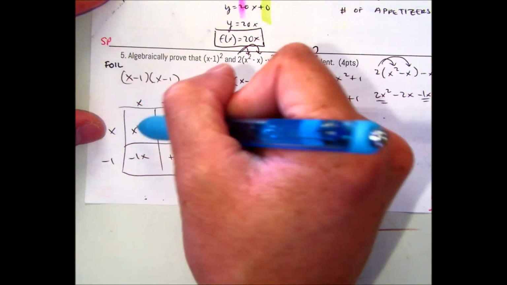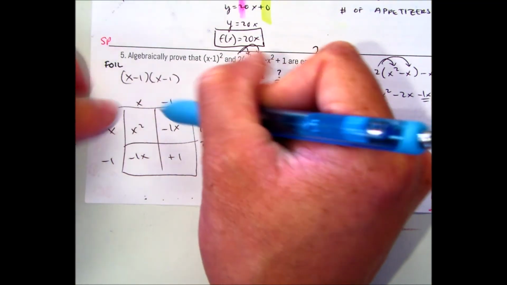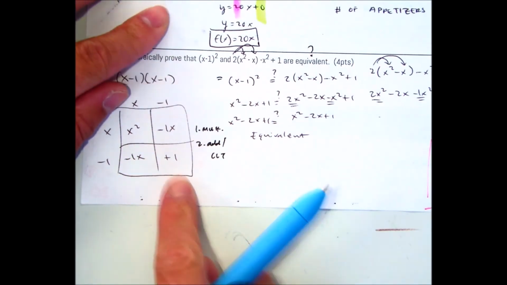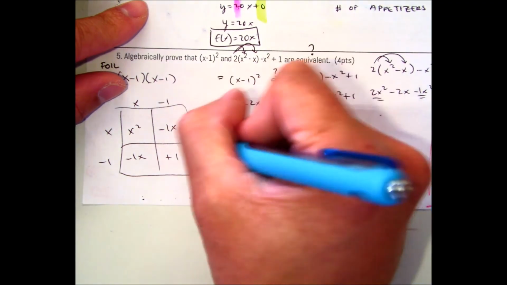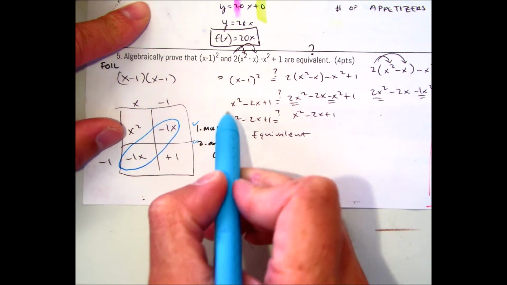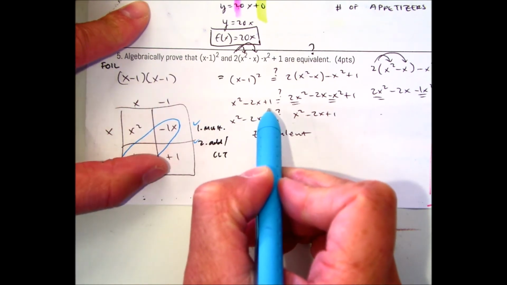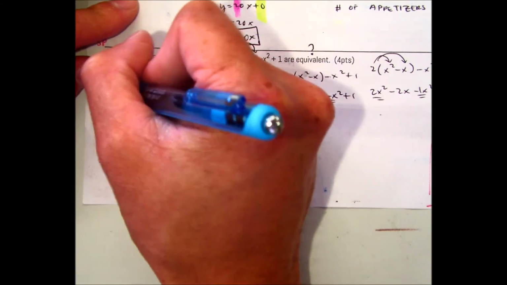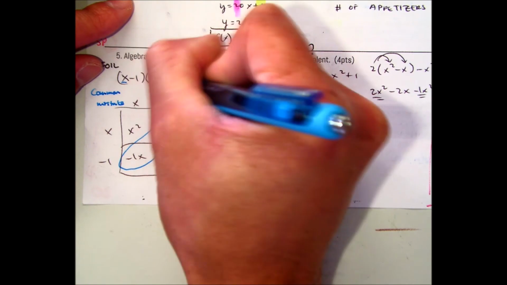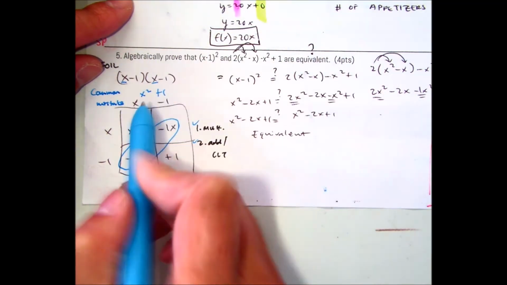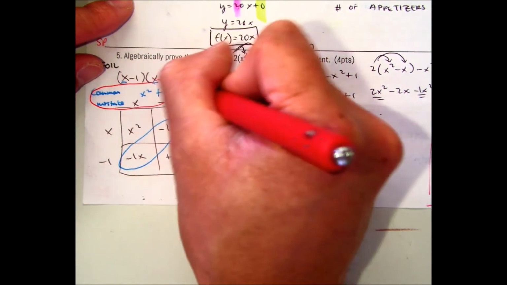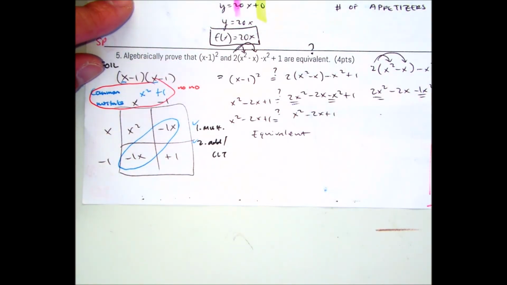X times x is x squared. X times -1, -1x. X times -1, -1x. And -1 times -1, positive 1. That's multiplying. Then adding or combining like terms here, I need to add those. So I have x squared minus 2x plus 1. The most common mistake, let me write that, common mistake, is just to multiply the first ones and the last ones. And they get x squared plus 1, and this is wrong. No, don't do it. Right?